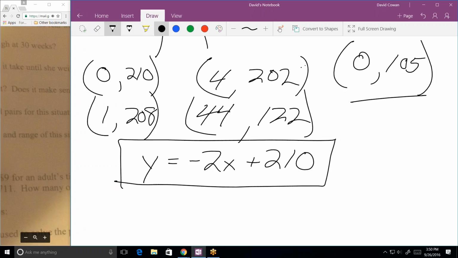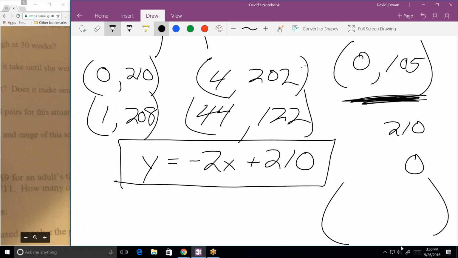What's the range? Y is greater than 0. Well, in order to figure out the range, when you have a domain of a situation like this, just plug in these two values and see what y does. So when I plug in 0 for x, y is at 210. When I plug in 105 for x, y is at 0. So what's my range? Y is greater than 0 and less than 210. Give me an interval. Yeah, 0 to 210.